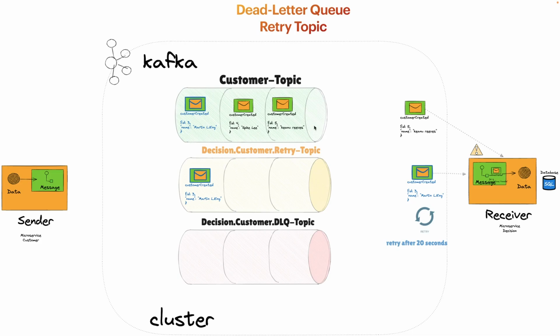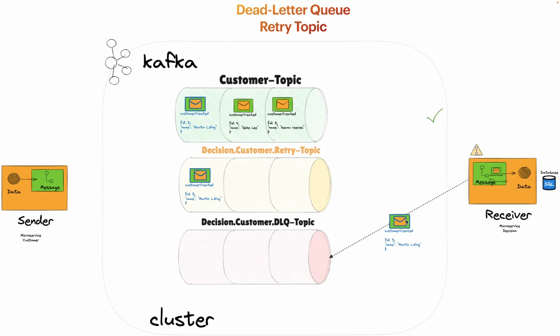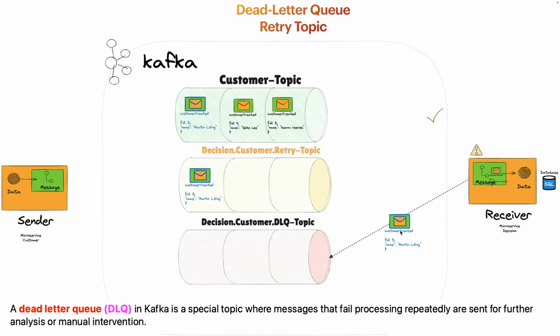So we are not blocking the original topic. Now this time, as we can see, the retry also failed. And now this is the time that we are going to send this message to the dead letter queue topic. Because in Kafka, a dead letter queue is just a common topic, just the name, and maybe the semantic in terms of business or application is what makes the difference, okay?